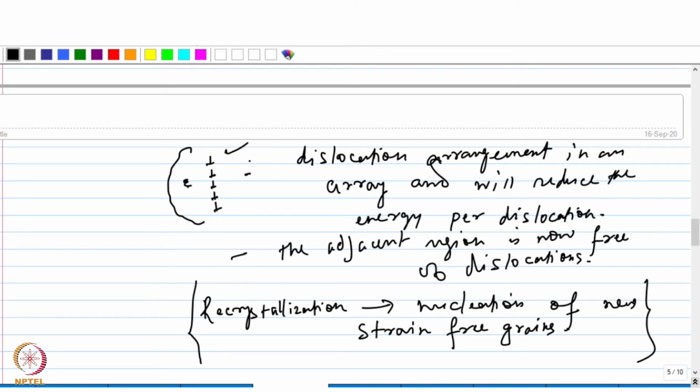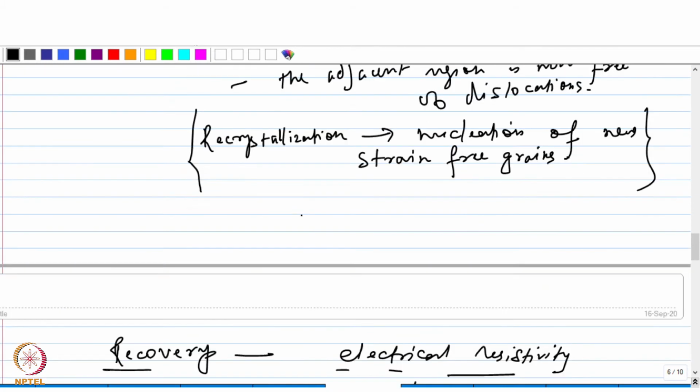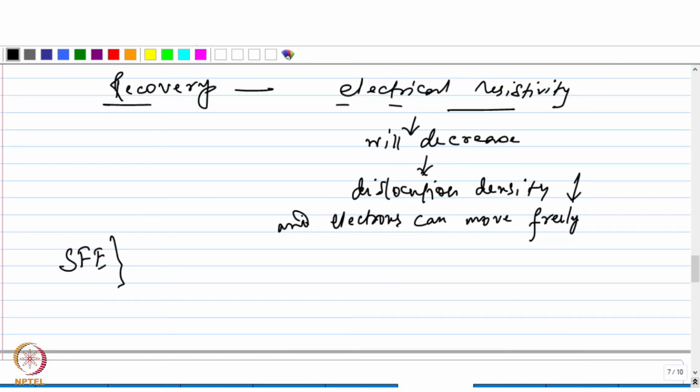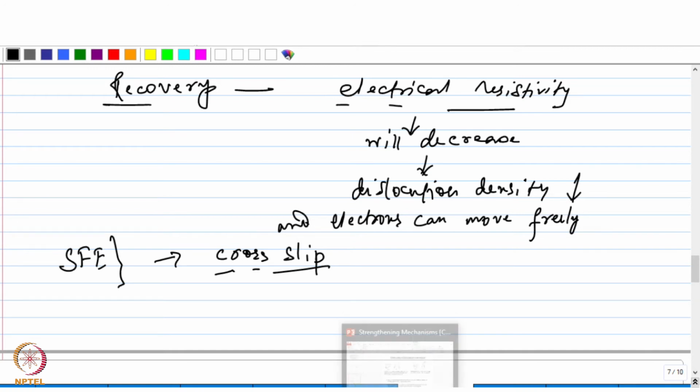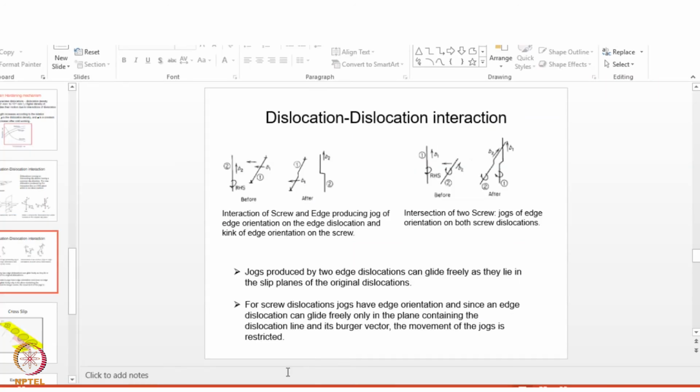So for this to occur, you need the dislocations to move freely, so that they can come and join along these regions, forming this kind of arrays. Okay. So as you know, stacking fault energy is one parameter which controls the cross slip of dislocations. What is cross slip? You can probably visualize from this particular picture over here.